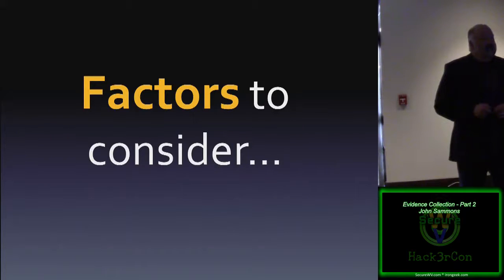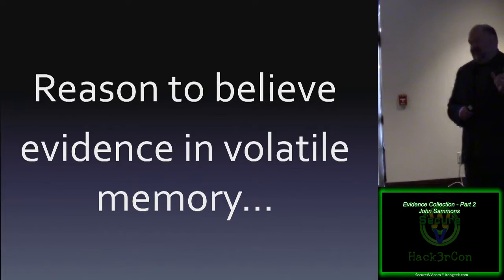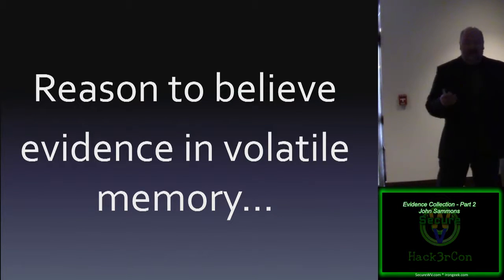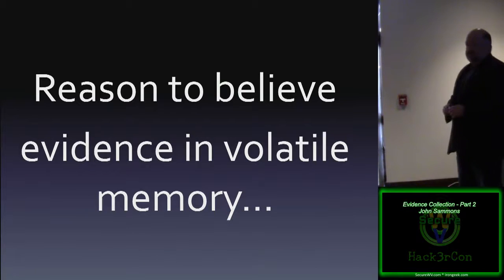Some factors to consider. If you've got reason to believe that you've got evidence in the volatile memory of the machine, this is when you want to execute these techniques. So what does that mean? Let's unpack that a minute. What kind of things live in RAM? Encryption keys, absolutely. What else? Credentials, okay, good. What else? Active network connections. Okay, what else? Running processes, all kinds of things like that.